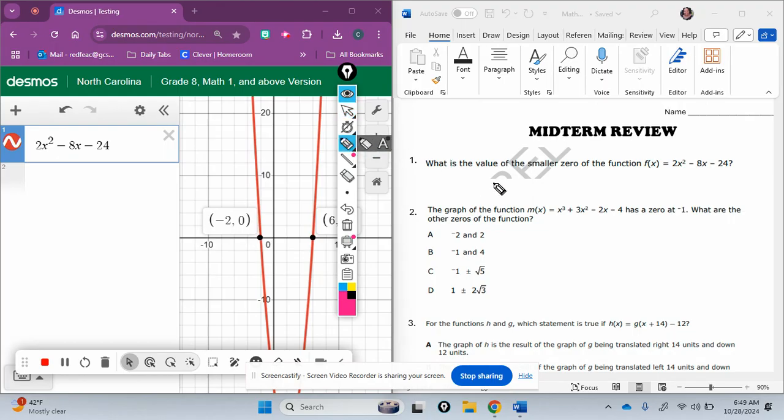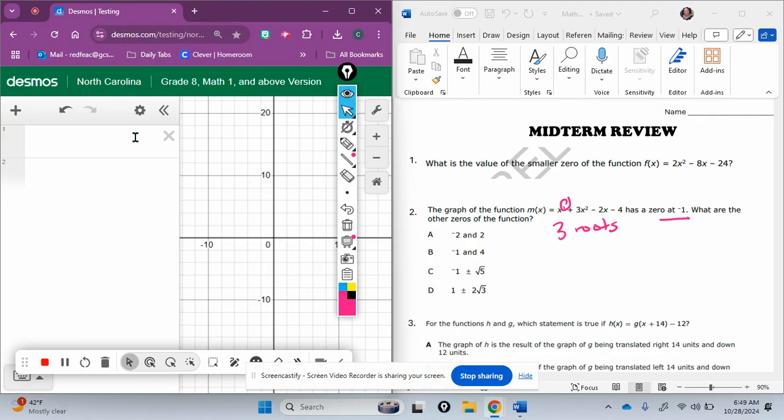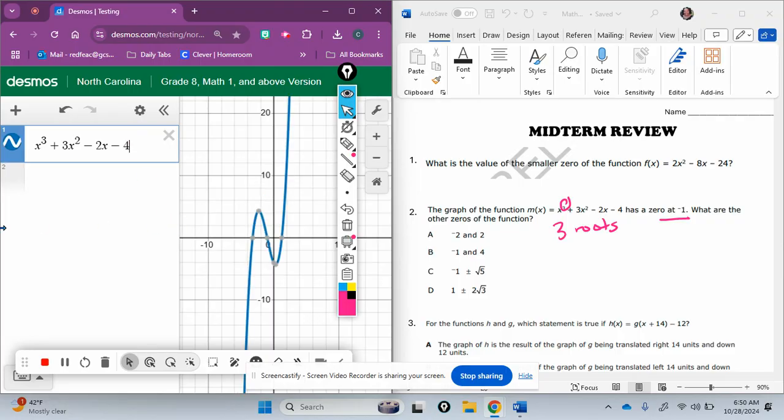Okay, again, we look at our degree. Our degree is 3, so that means we should have 3 roots for this one. Okay, and we already know that one of them is -1. So what we're going to do first is type the function into Desmos. All right, so I typed in my function and I have it in Desmos, and I'm going to click on where they all cross the x-axis. I have 3 points that cross the x-axis, so that means that these are my 3 roots, or 3 zeros.